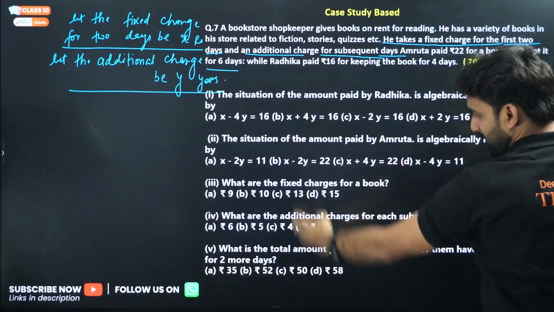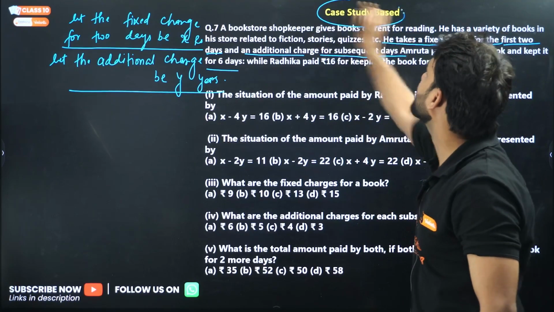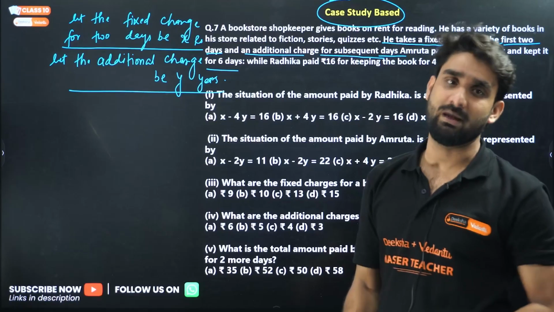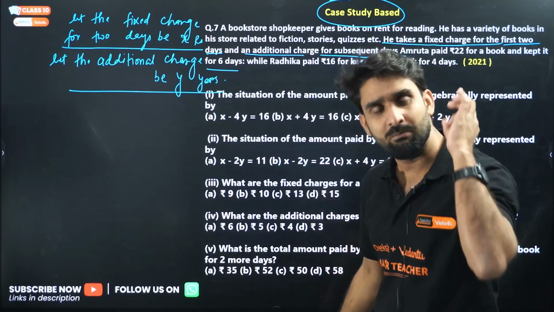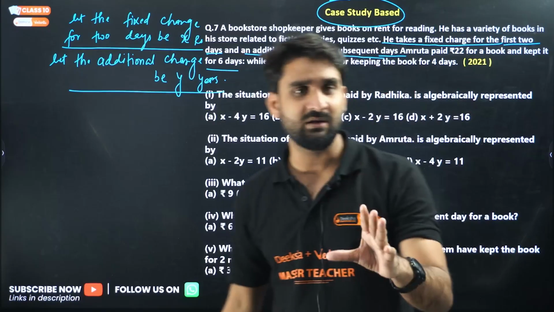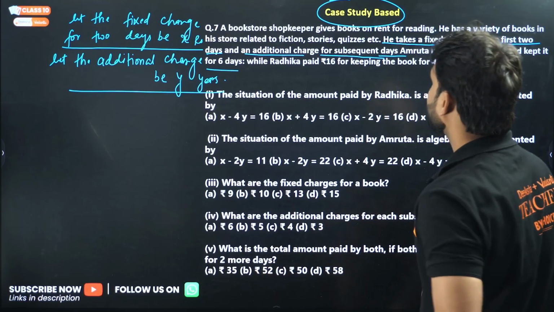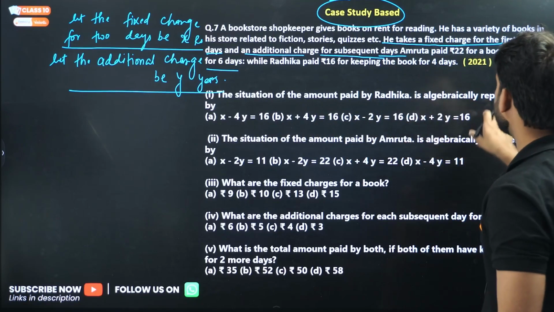And we have so many MCQs. So this is basically a case study based question, and case study questions will compulsorily come in your exam. This is mandatory, this is compulsory. This kind of question will be in your board exam, and that will carry 4 marks. Okay, so let's do the question. So the first situation is the amount paid by Radhika, algebraically represented.